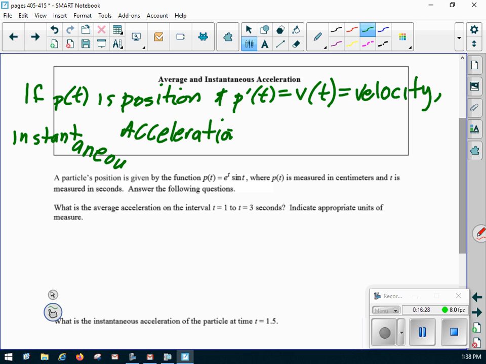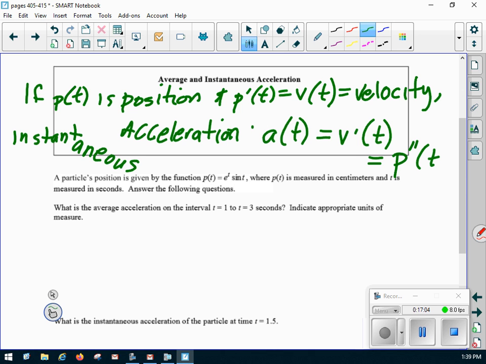Instantaneous acceleration. What would the instantaneous acceleration be? We won't divide by anything. Instantaneous is always a derivative, right? So it would be the derivative of the velocity. Here's how I want you to write it. The acceleration at a particular time. Well, that's the same as the derivative of the velocity, which would be the second derivative of position.